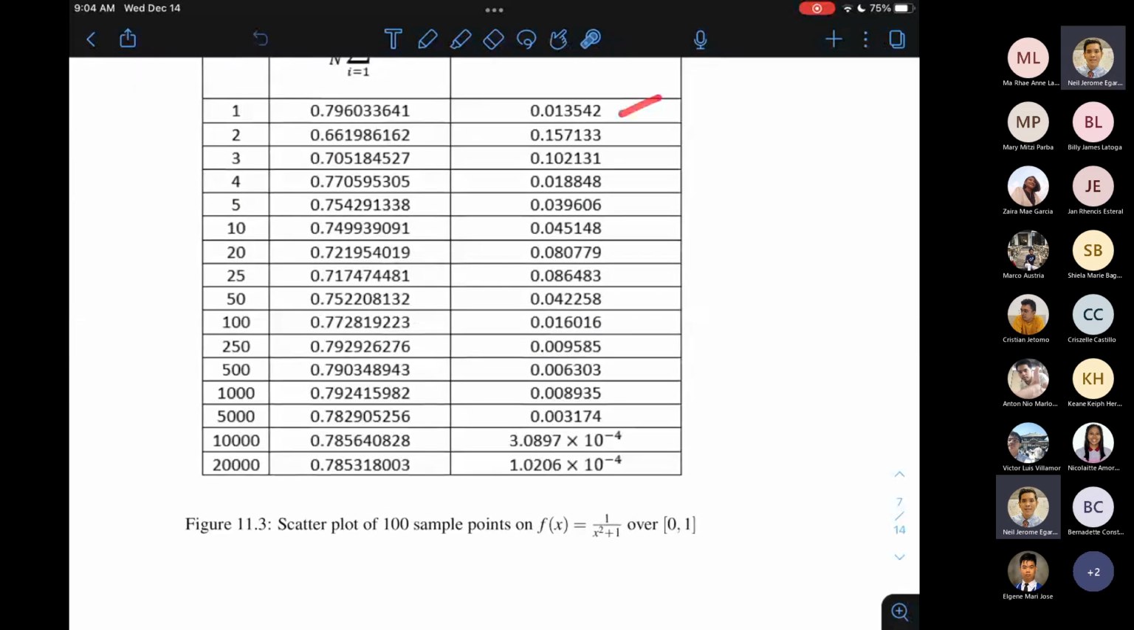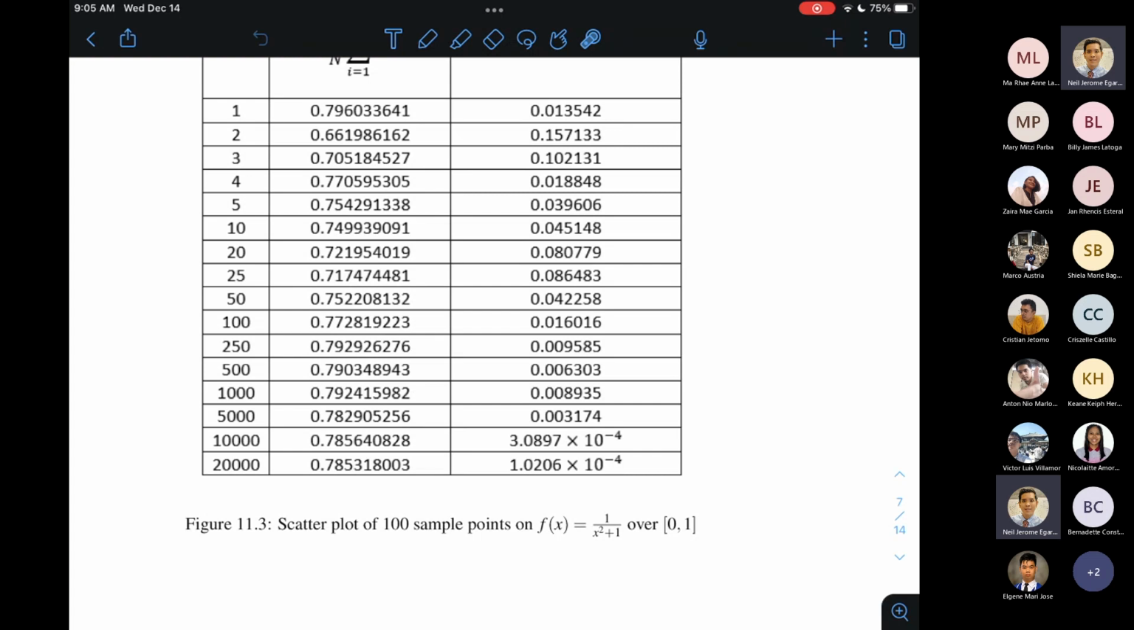So error, pag isang point lang yung ginamit ko, 1%. 2 points, 15% error. 3 points, 10% error. 4 points, down to 1% error. And then 5 points, 3.96% na. So, ito yung progression. Pero usually, hindi natin to ginagawa.